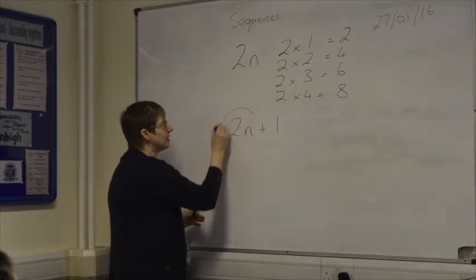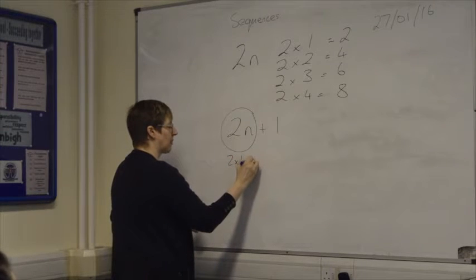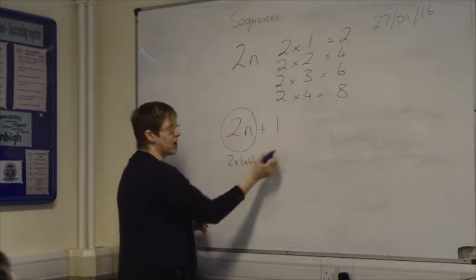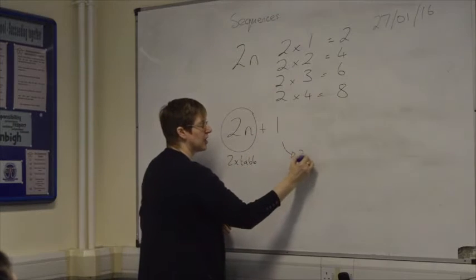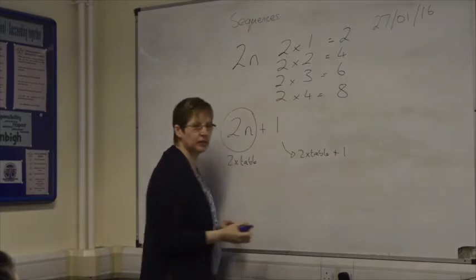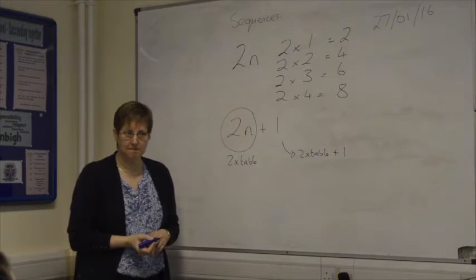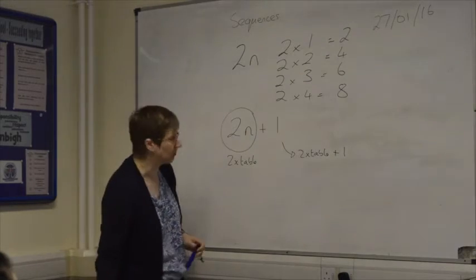So 2n creates the 2 times table. 2n plus 1 creates the 2 times table, but 1 further on. Does that make sense? Yeah? Good.